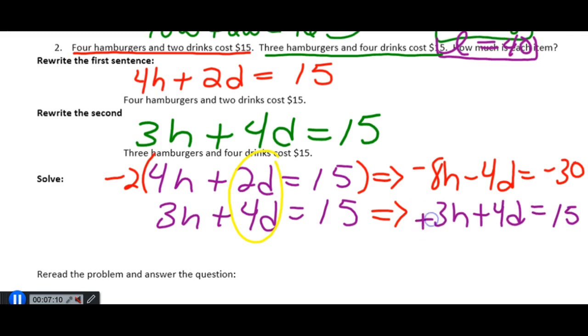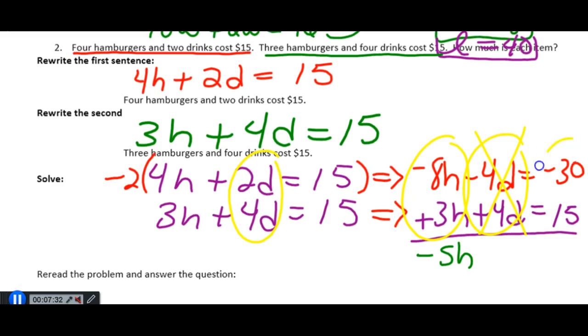Then I'm going to use elimination, which means I'm going to add these vertically. Adding my h's, I get -5h. Adding my d's, well, they eliminate. That's why I manipulated that equation. And then adding my constants, I get -15. Divide by -5, and h is equal to 3.